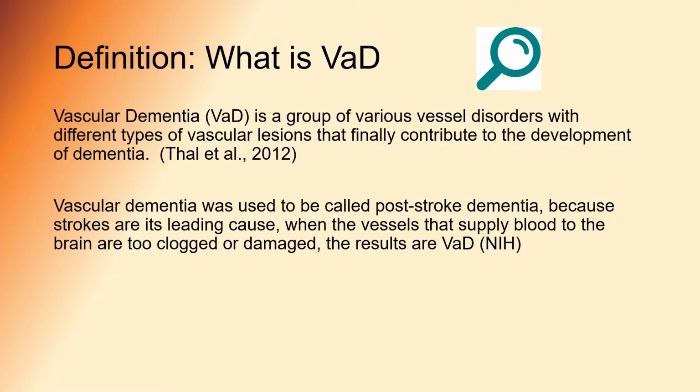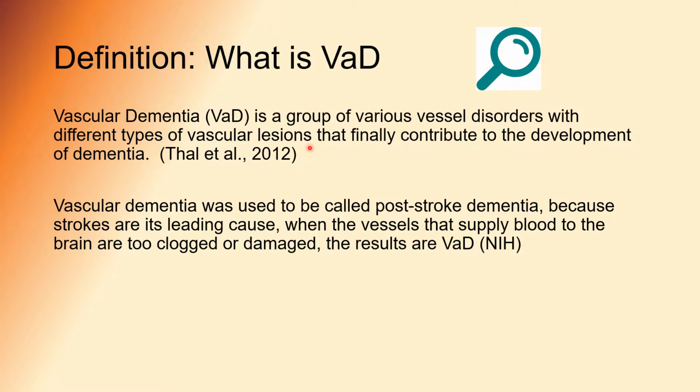Number 1, definition. What is a vascular dementia? According to Thaw and his colleagues, vascular dementia is a group of various vessel disorders with different types of vascular lesions that finally contributed to the development of dementia.